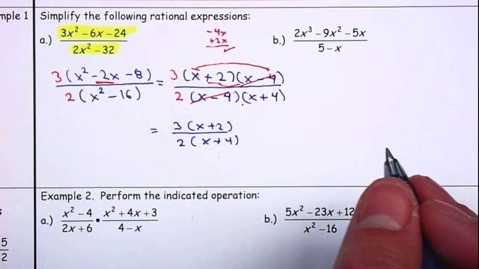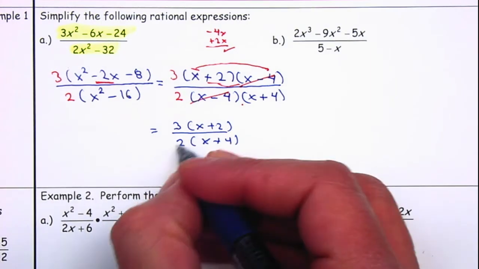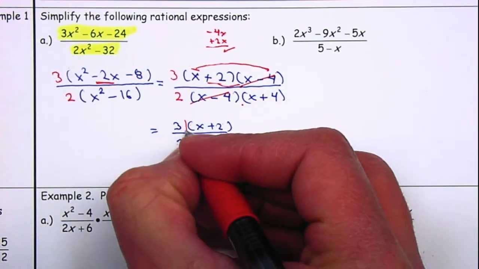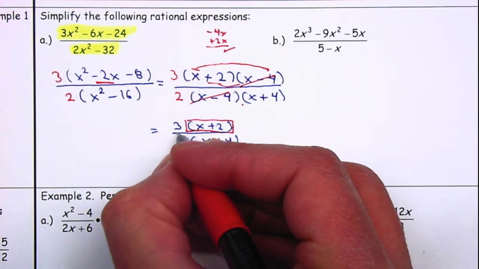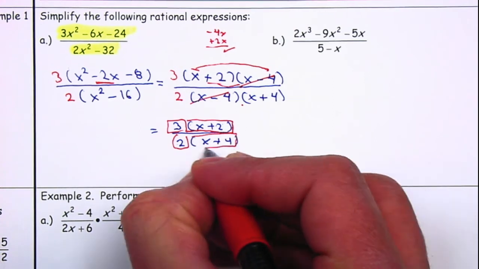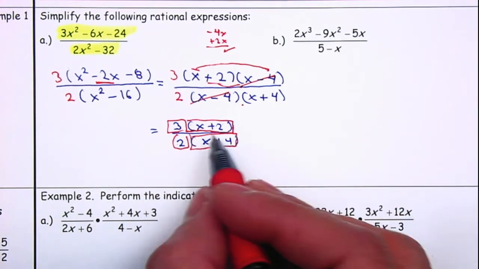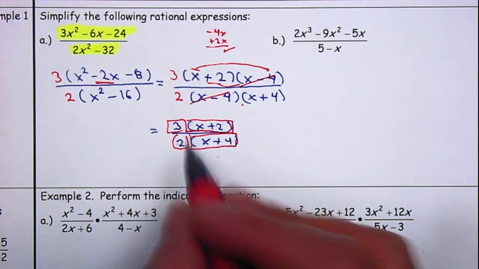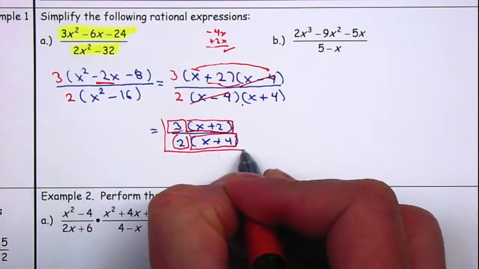Now some of you are very tempted to cancel this 2 and 2. Remember, we are canceling the factors. So this is a factor, the 3 is a factor, the 2 is a factor, and the x plus 4 is a factor. If there's a plus in between, you can't cancel it. So just be careful. This will be your answer.